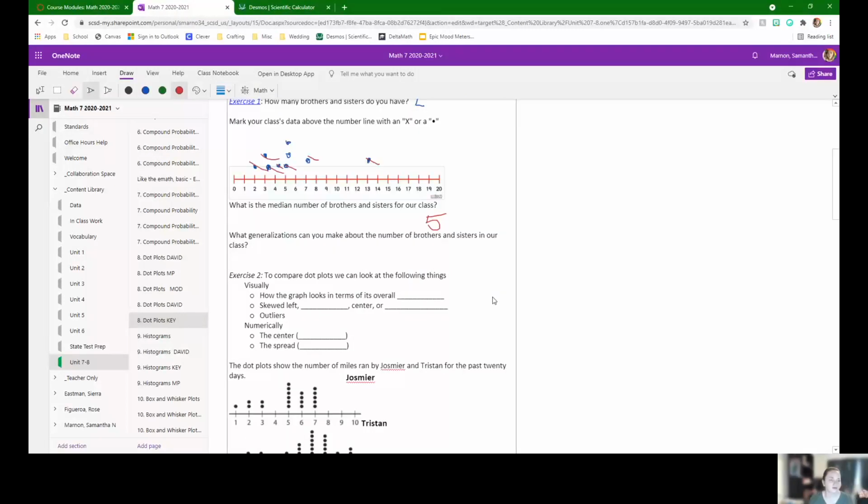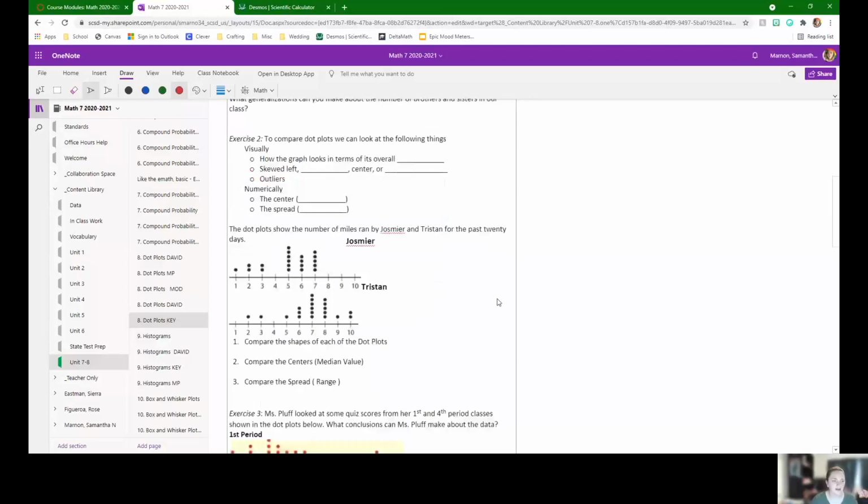So for exercise 2, we have some notes to fill out quick. To compare dot plots, there's a couple of things we look at. We look visually, we look at how the graph looks in its overall shape. And what we mean by that is, is it skewed left, right? Is it centered or jumbled?